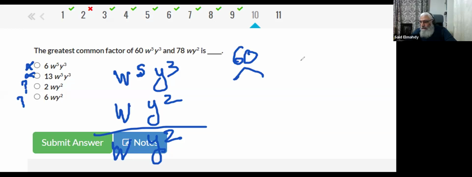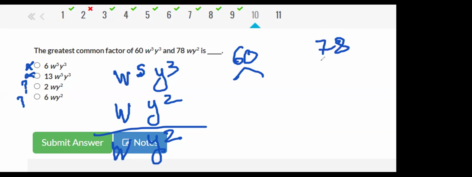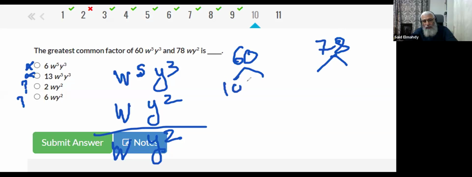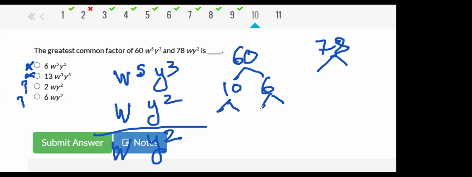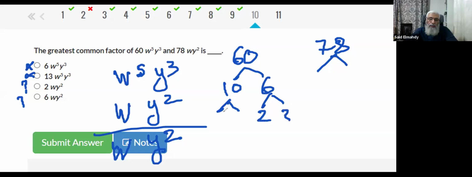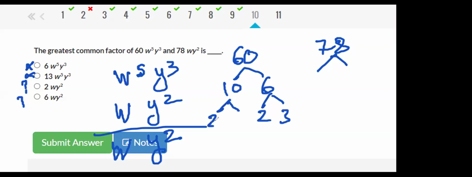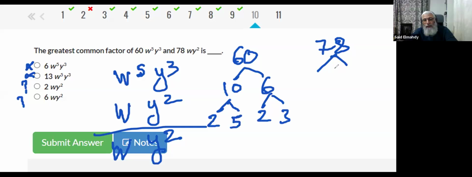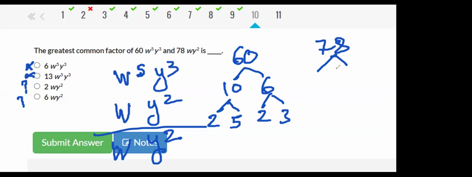Can you factor 60? 10 times 6. Can you factorize 6? Yes, it is 2 and 3. And 10 is 2 and 5. And 78. Can you factorize 78? I don't think so.